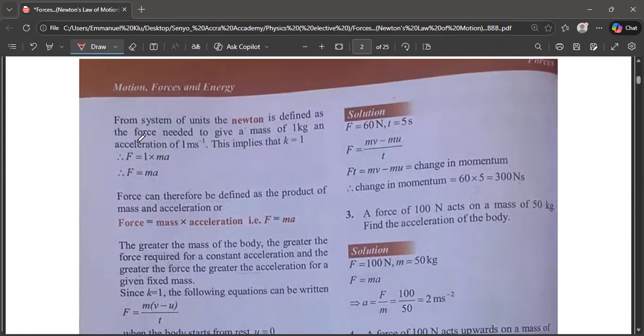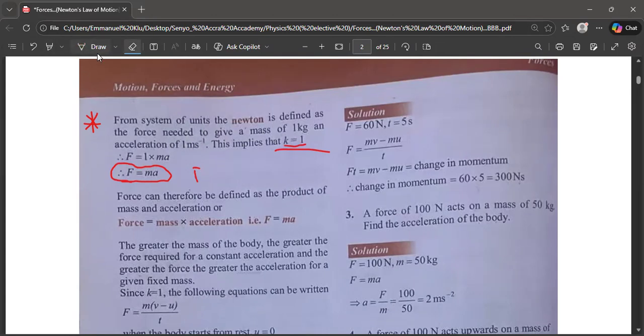In this page, you are realizing that from the system of units, the Newton is defined as the force needed to give a mass of 1 kg an acceleration of 1 meter per second squared. This implies that k is equal to 1. So if k is equal to 1, finally, what are we getting as our formula? Our force is equal to mass times acceleration.